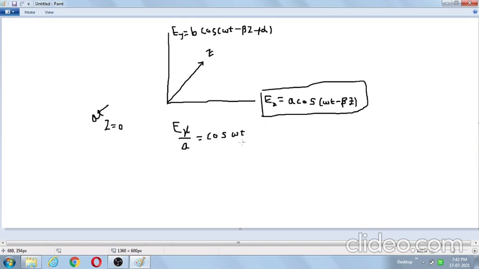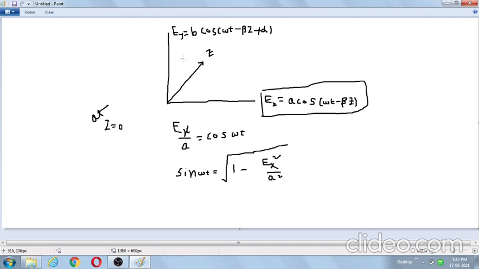So based on this equation, sin omega t is equal to sin theta, which is equal to square root of 1 minus cos square theta. So by using that formula, simply you can say sin omega t is equal to square root of 1 minus (Ex by A) whole square, otherwise Ex square by A square. So this is sin omega t.